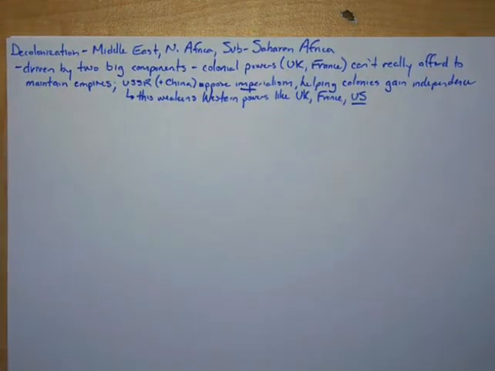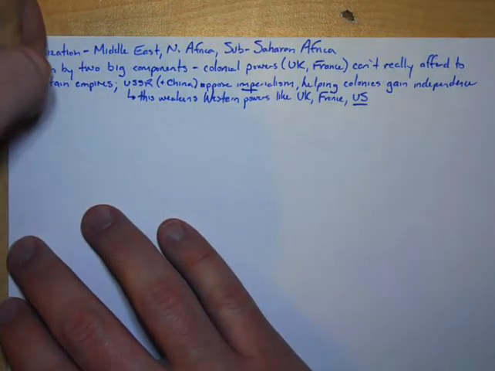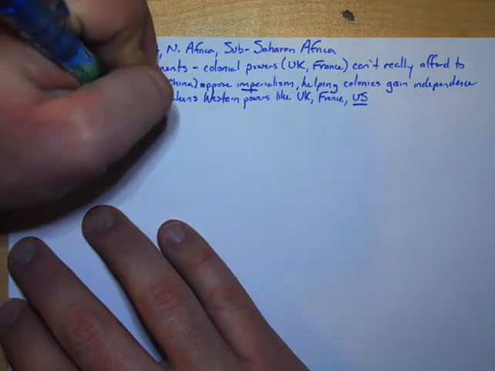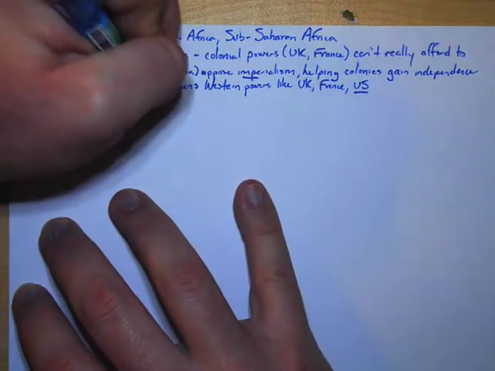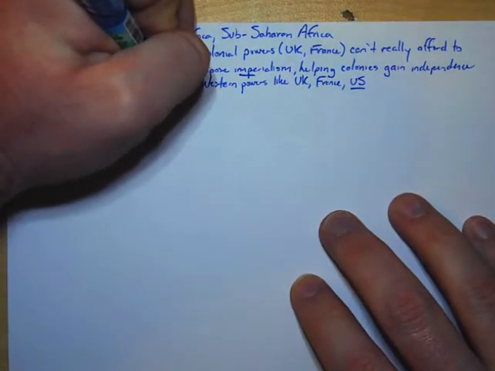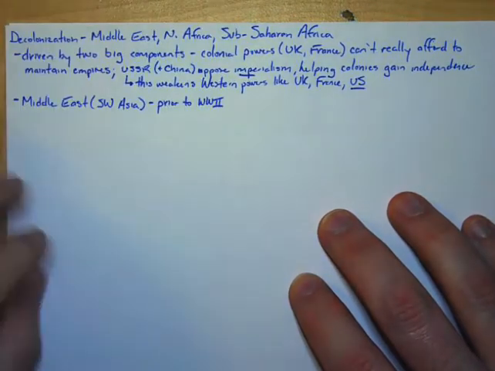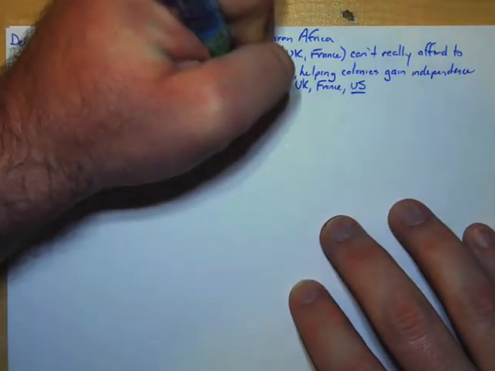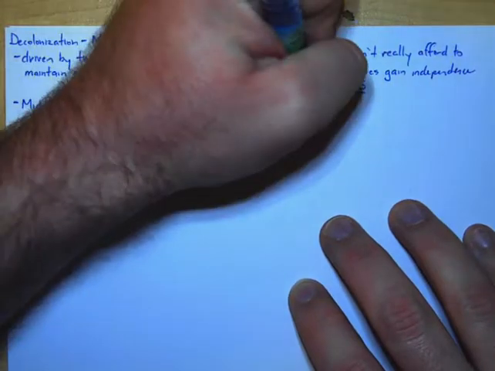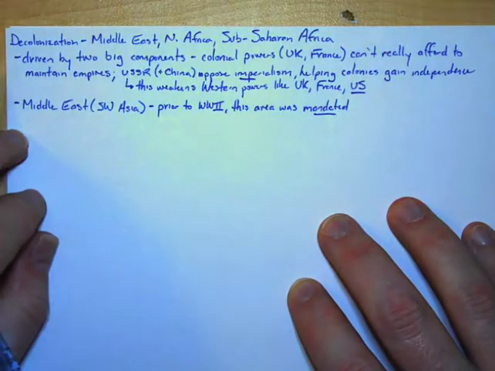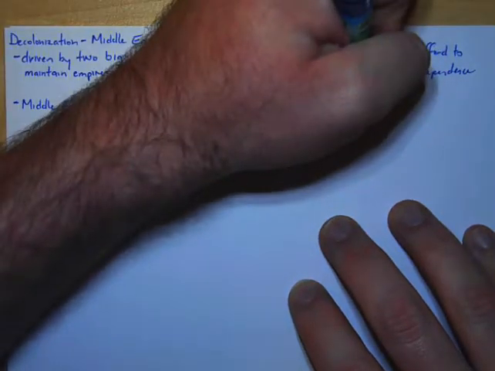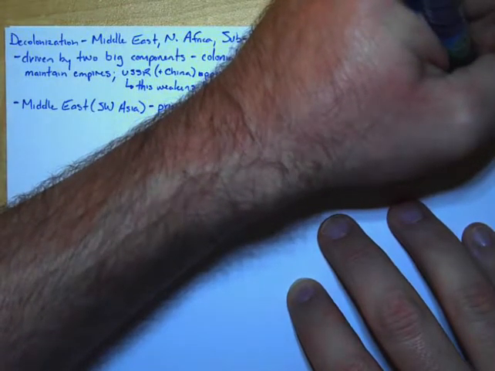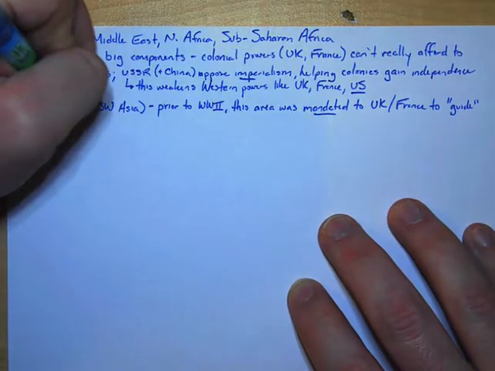All right, so we're going to look at three places, and we're going to start in the Middle East. And you might also see this referred to as Southwest Asia. So, little bit of context. Prior to World War II, if you remember the videos about the interwar period, a lot of the territory of the Middle East was mandated, and remember this is the work of the League of Nations, so this area was mandated to the UK and France to guide them to independence.